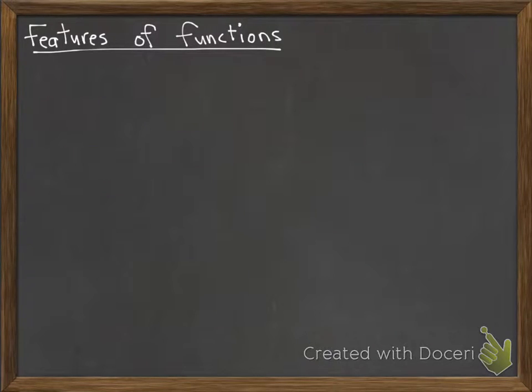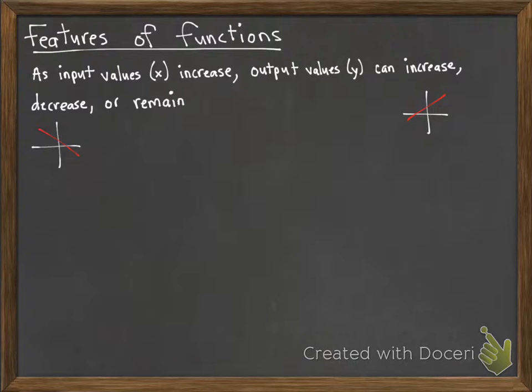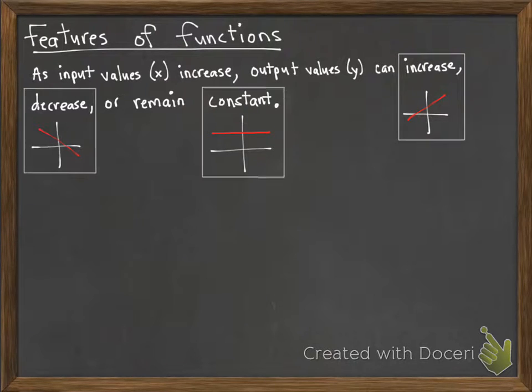As we start looking at specific features and functions, we'll notice that as we input values, the output, or y values, are either going to be increasing, which means going up, decreasing, which means going down, or remaining constant, or the same. Many functions, however, will jump back and forth in between these three, sometimes going up, sometimes going down, and sometimes staying the same.